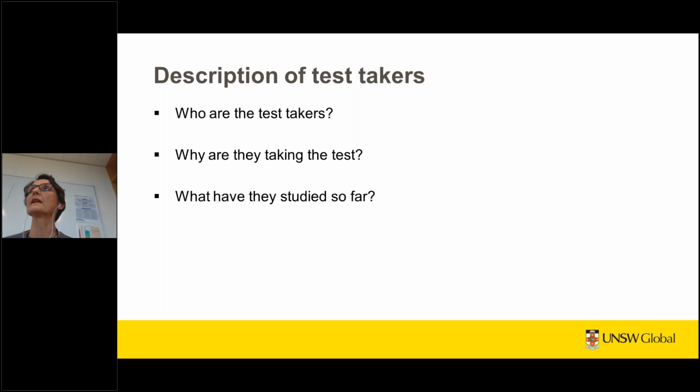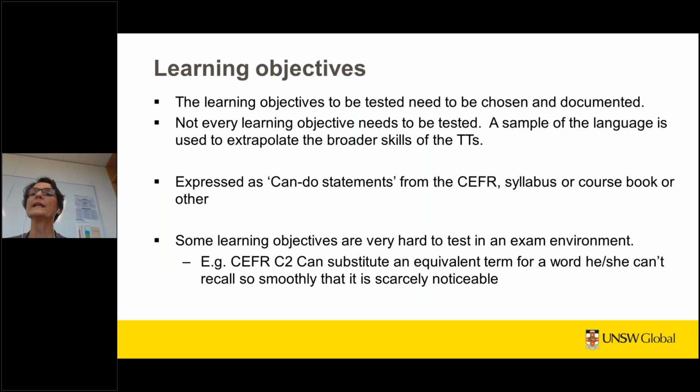Although I do suggest that new item writers read the whole document before they start writing, and it's something that you keep on your desk when you're writing, so you can go and look at it. You also need to include learning objectives. Not all learning objectives can be tested, but the ones that you want to test need to be chosen, and of course those need to be documented.